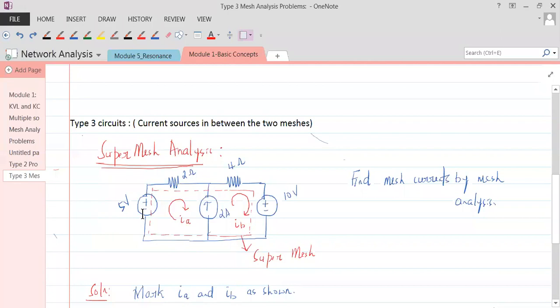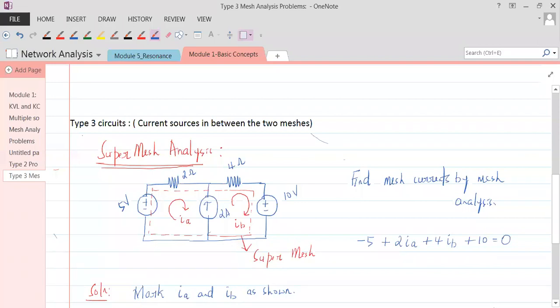I'll start from this 5 volts. Since I'm approaching this minus sign, it is minus 5. Then it is plus 2IA, then it is plus 4IB. Then it is plus 10, equal to 0. Everybody just see, it is -5 plus 2IA plus 4IB plus 10 equal to 0.